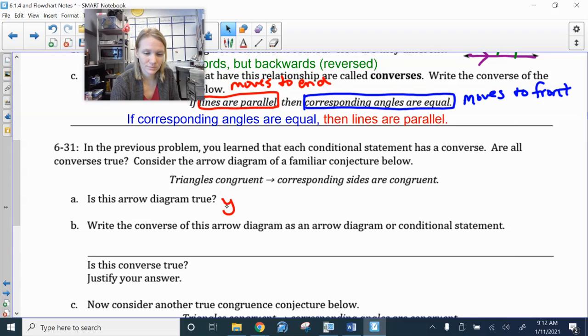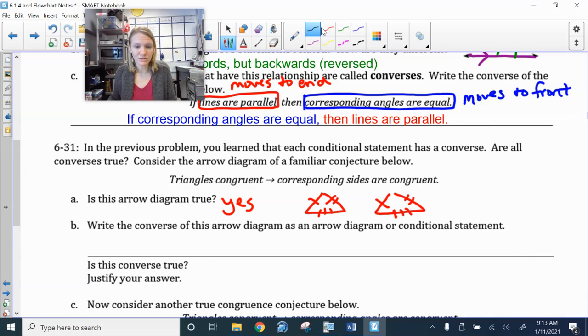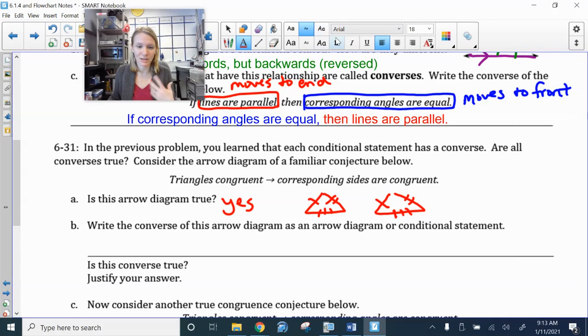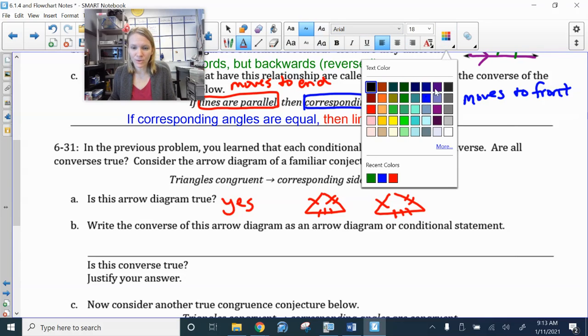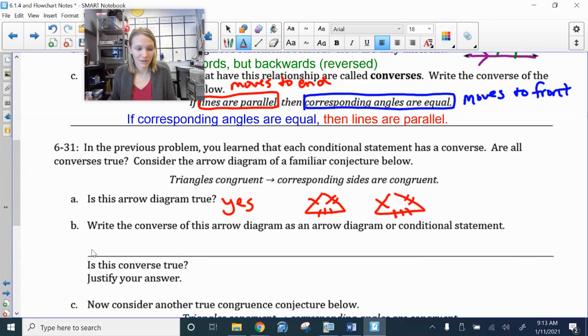Yeah. If they're equal, then all of their sides are equal. So then it says write the converse of this as an arrow diagram or a conditional statement. Because I'm at the computer, I think it's going to be easier for me, so I'm going to go ahead and just type it as a conditional statement. Come on, maybe. It's thinking about it.